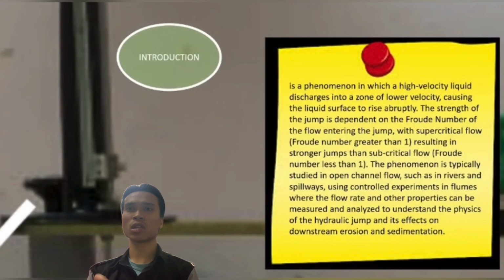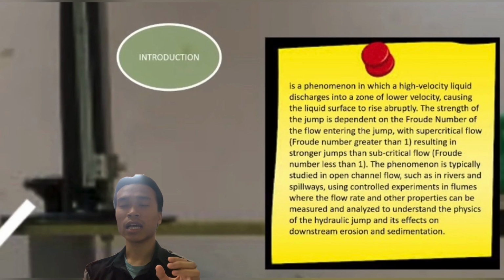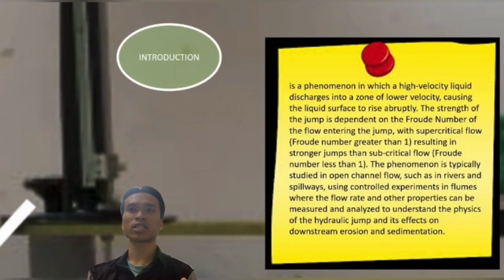The experiment is usually conducted in an open channel such as a flume, where water flows over a fixed bed. The flow rate is typically controlled by adjusting the inflow rate or by using a weir or a sluice gate. The water depth, turbulence, and other flow properties are then measured at various points along the channel, including the jump point. The data collected during the experiment is analyzed to understand the physics of the hydraulic jump and its effect on downstream erosion and sedimentation.